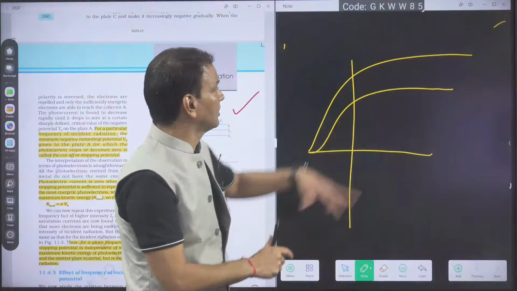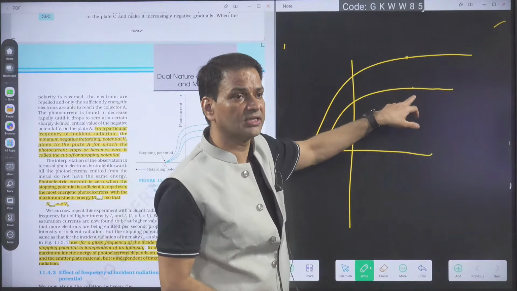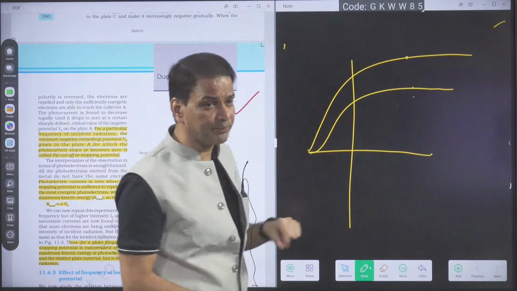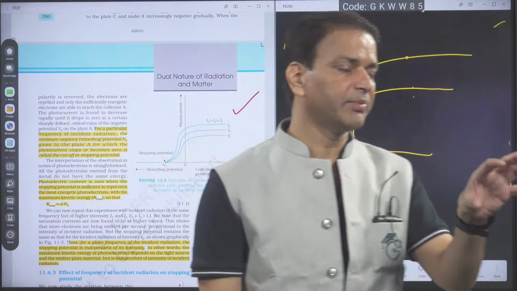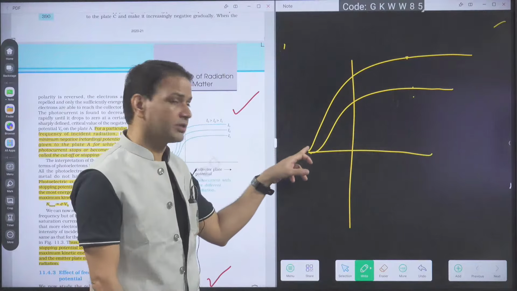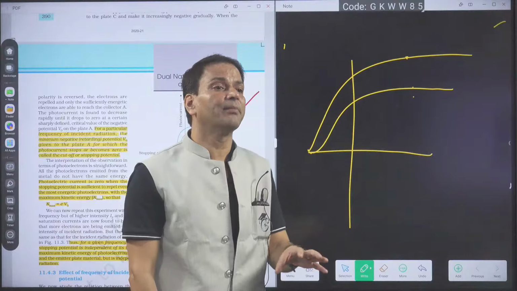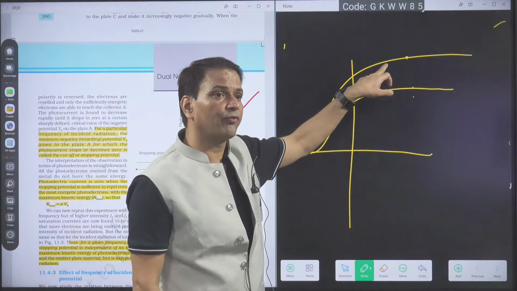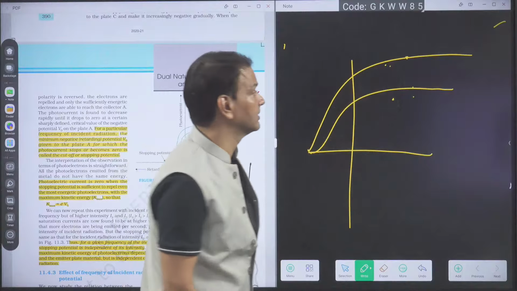So what do these mean? The intensity here is more than this. It means the number of photons here is more than this. Why? They started with the same point, which means the energy of the photon is the same, meaning frequency is the same. Energy of photon is the same, then how can I increase the intensity? By increasing the number. So I can say the number of photons here is more than the number of photons here. It means intensity of this is more than intensity of this.